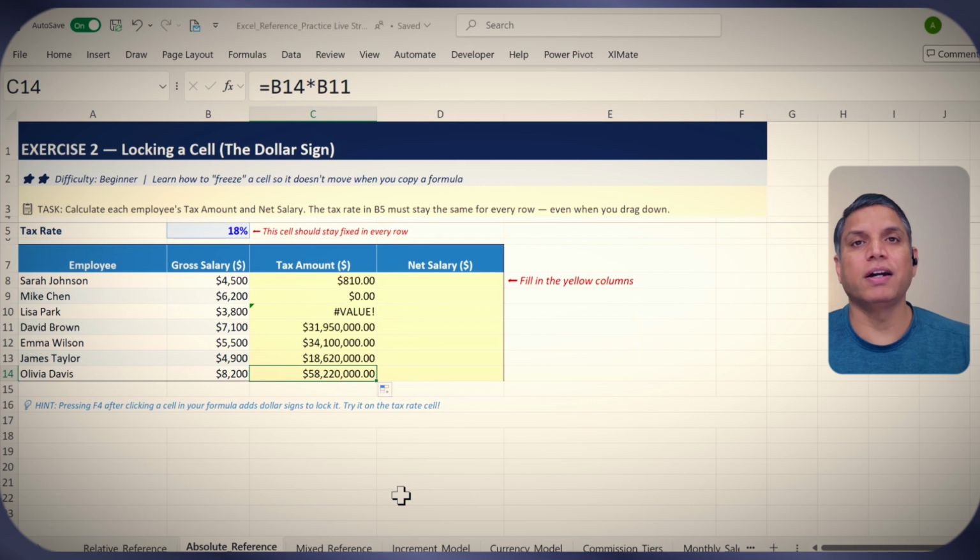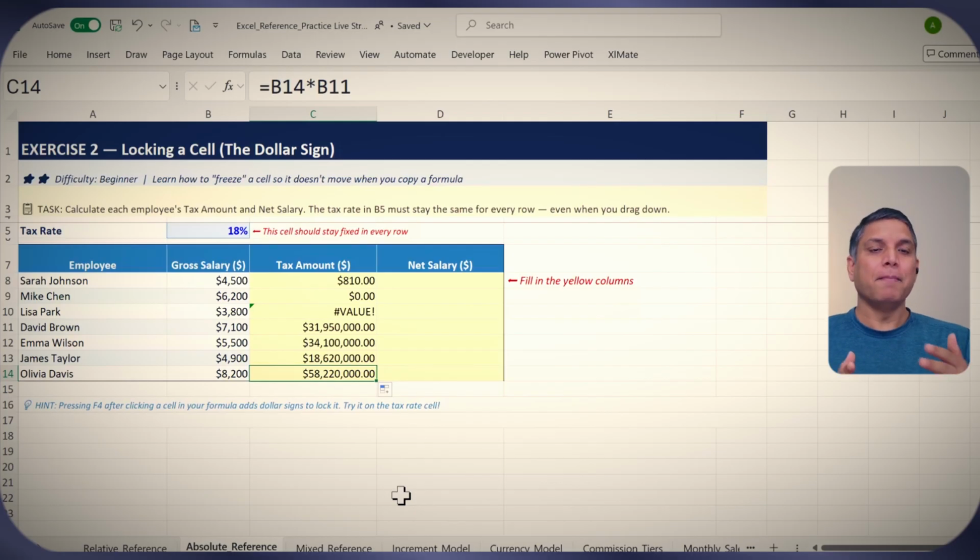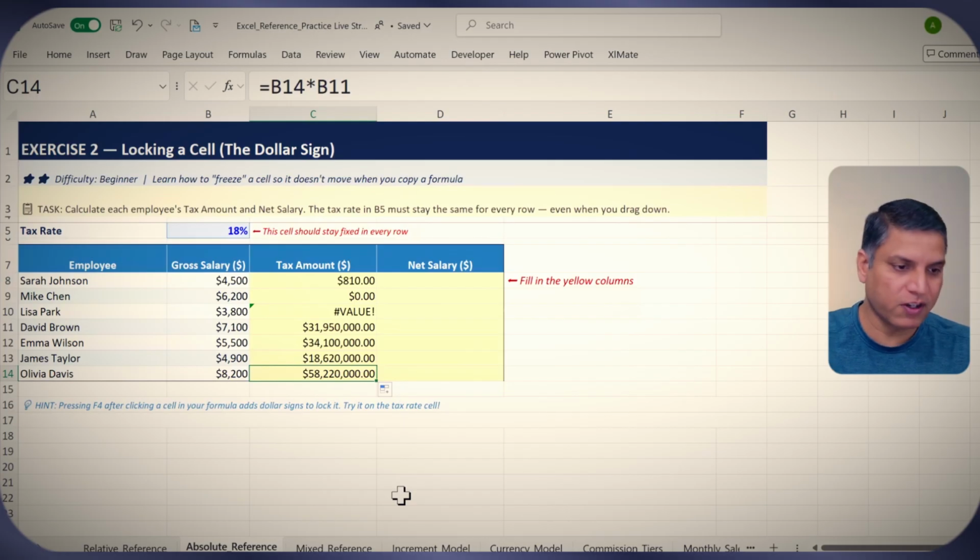Look at Olivia. The tax amount for Olivia is 58,220,000. Now she will be mad when she sees these numbers. So this is what many of you may be facing. As I said, it is a concept which you should know in the beginning, but you might be already aware of it. So wait for the subsequent exercises.